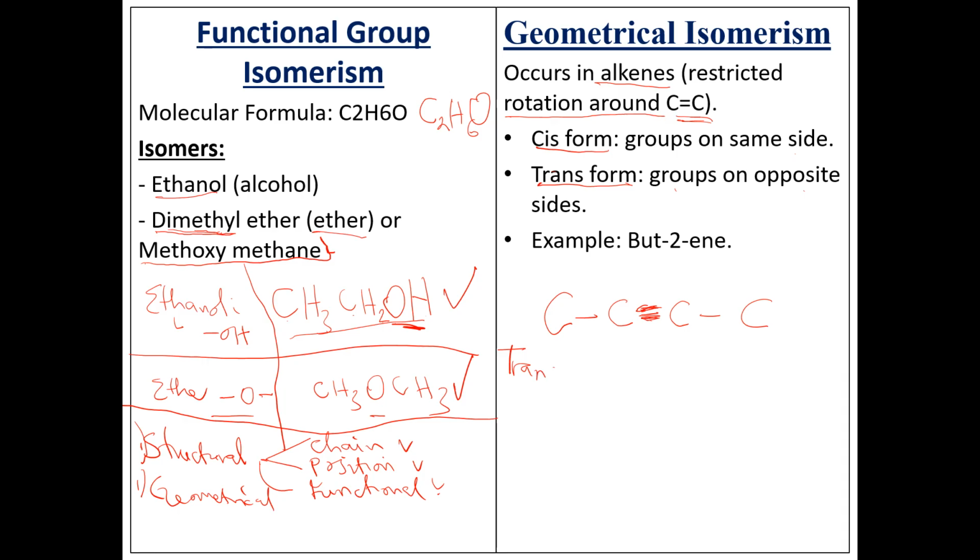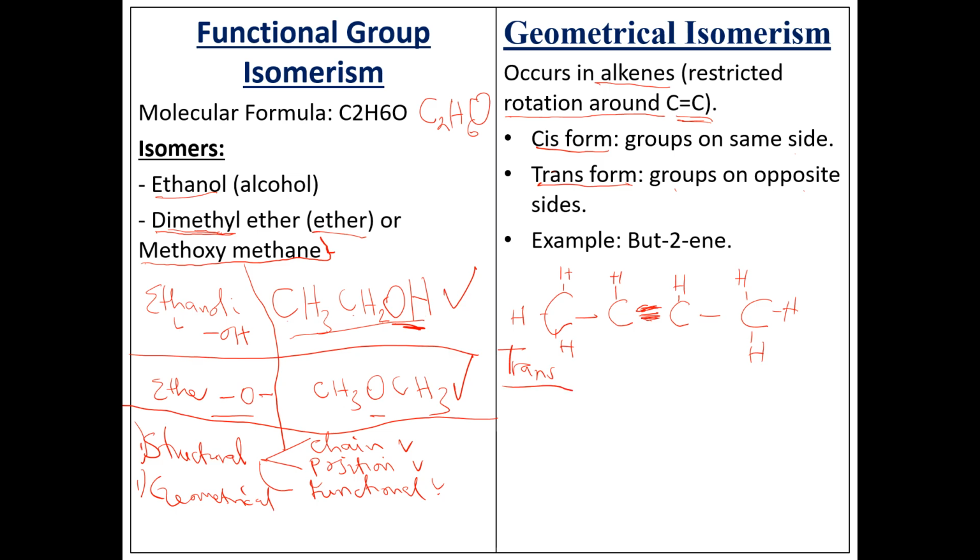Trans. In a trans, we are saying that the groups are on opposite sides. So if we are to write butene, here you have hydrogen, here we have hydrogen, here we have hydrogen, and then also here we have hydrogen, hydrogen, and then we have hydrogen. So we want to see how we can draw this one in the form of trans and how we can draw this one in the form of cis.